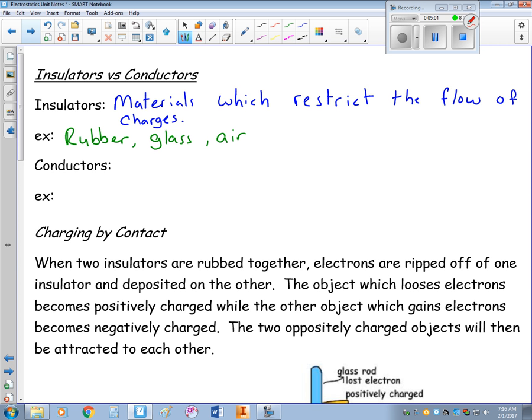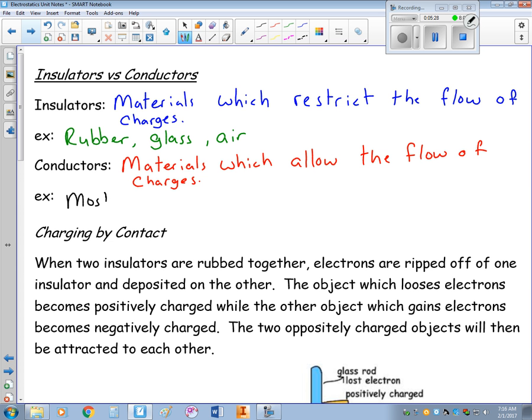Conductors are materials that will allow the flow of charges. Examples of this: most metals, carbon, if the carbon atoms are arranged in the right format, and water, but the water must have dissolved ions in it. Pure water, believe it or not, acts more like an insulator.